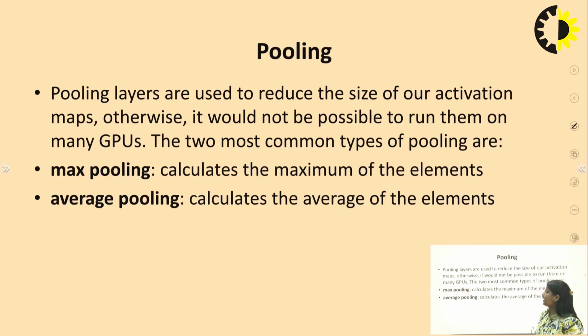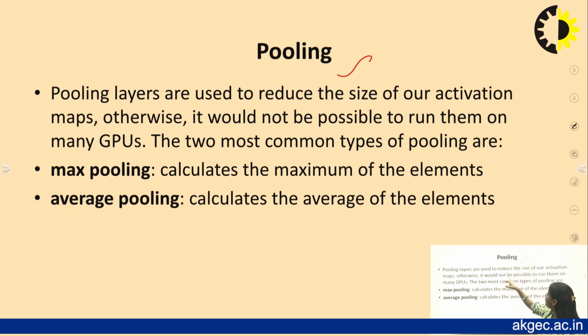Next is the pooling layer. The pooling layer is actually used to reduce the size of our activation map. Otherwise it would not be possible to run them on many GPUs. So for applying this learning on the machine, we have to reduce the size. So we have to apply this pooling layer.